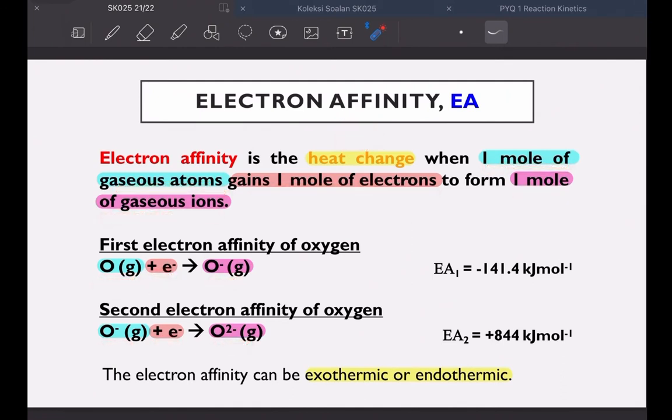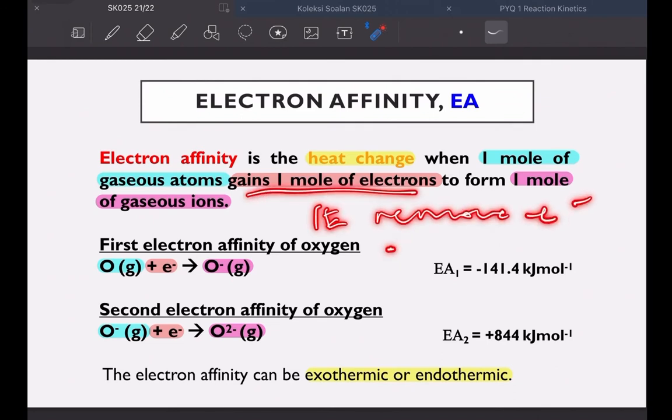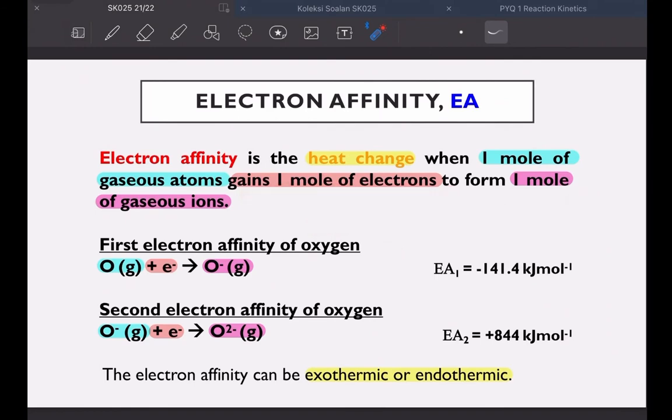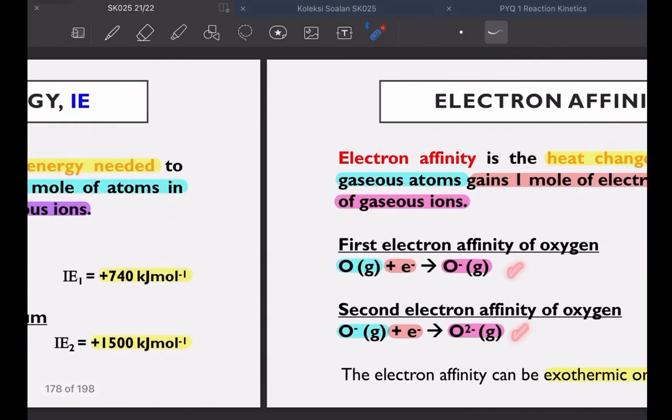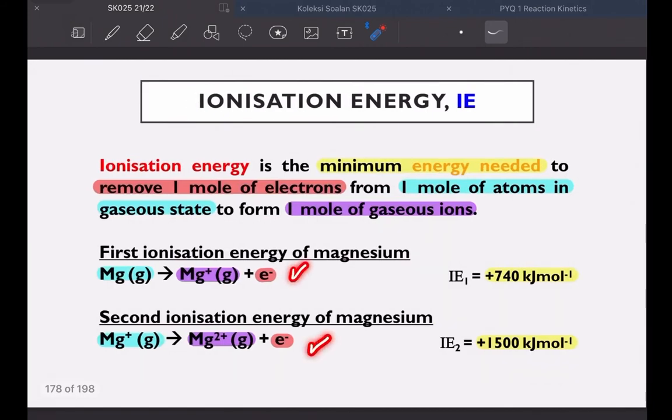So our electron affinity can be exothermic or endothermic. So electron affinity is the opposite of IE. IE, you remove electrons, okay? Electron affinity, you gain one mole of electrons. What is important is that you need to know how to write these equations, okay? You need to know how.